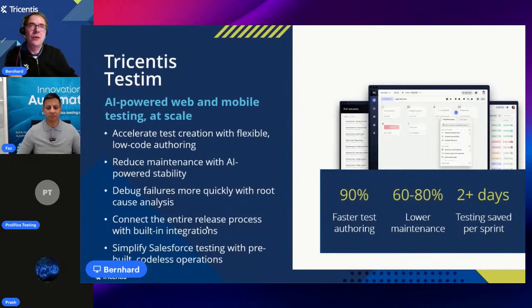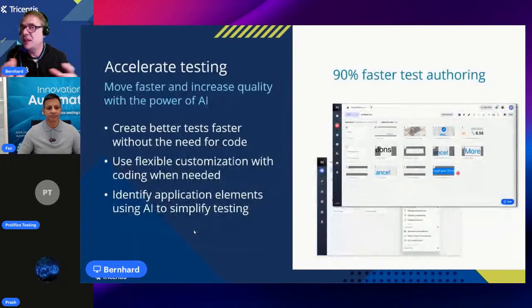Now, focusing on Testim, as Faz already mentioned, it's a SaaS platform, so it's only available as SaaS. It is powered by AI, so it has a number of AI-based tools to help you to create stable UI test automation, where with the use of pre-built steps, you can do faster test authoring. With our AI self-healing capability and smart locators, you have to do less maintenance, and therefore you can save quite a lot of time in a sprint and can do in-sprint UI testing.